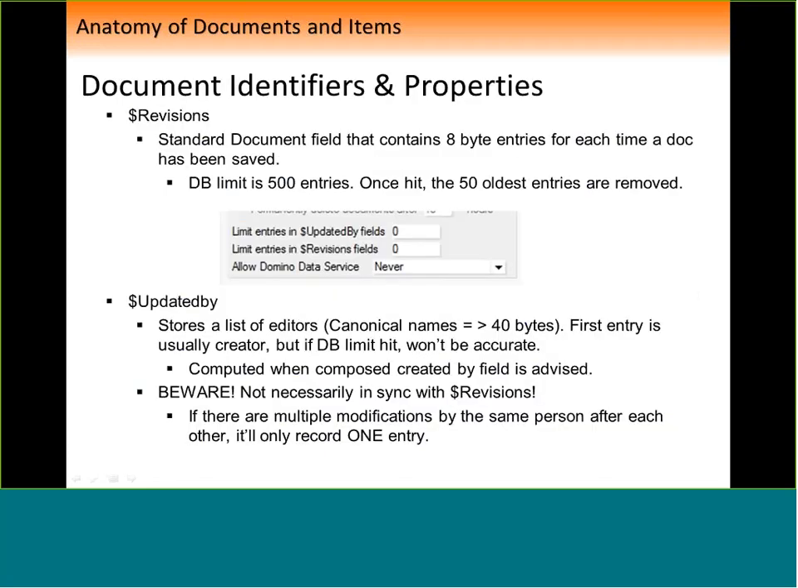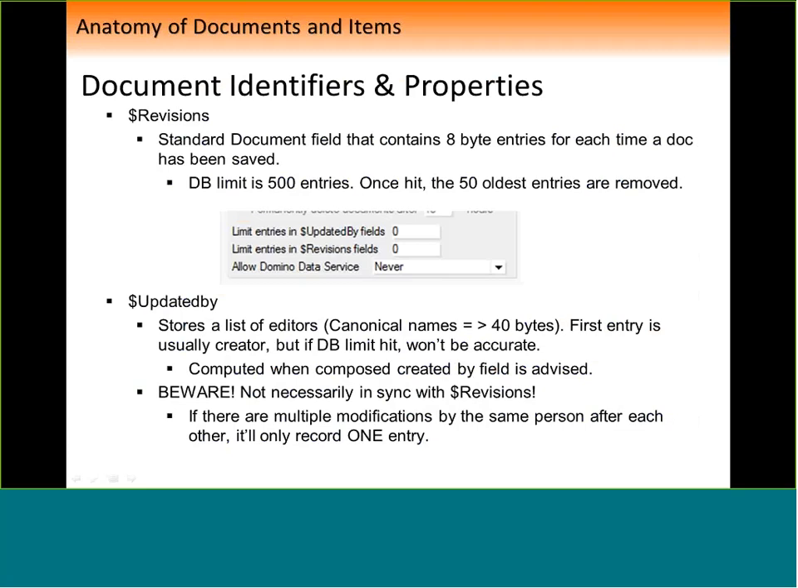All right. So we're going to move on with the $revisions and the $updated by items, which are very important when it comes to investigating replication problems. Let's start with the $revisions. This is a standard document field in the backend. Essentially, it's going to contain 8-byte entries for each time the document was saved. So these entries are going to be date stamps that tell us when exactly the document was saved. And the database level limit, as we discussed, is going to be 500 entries.